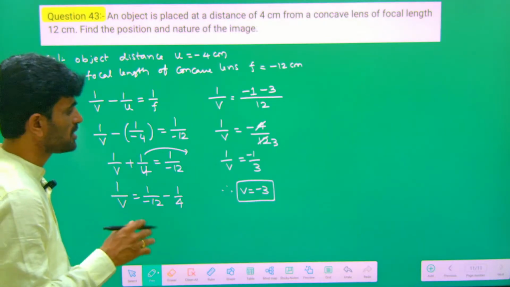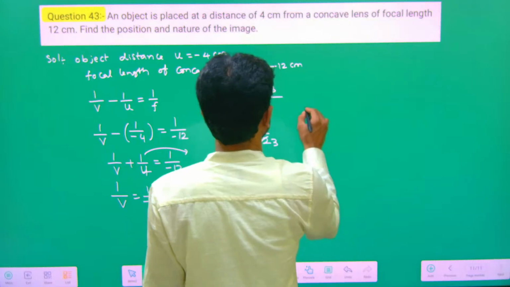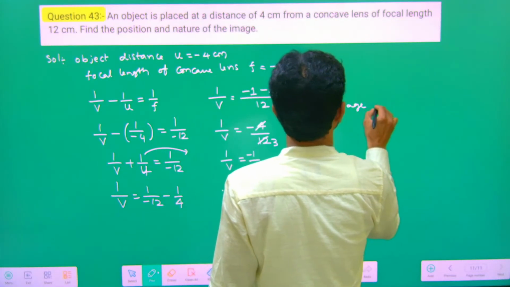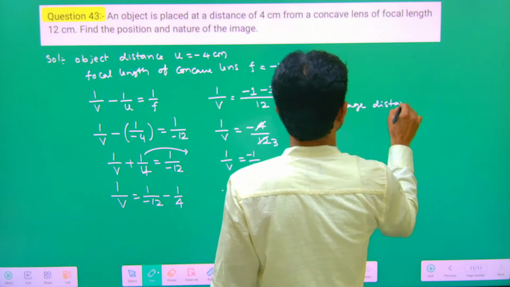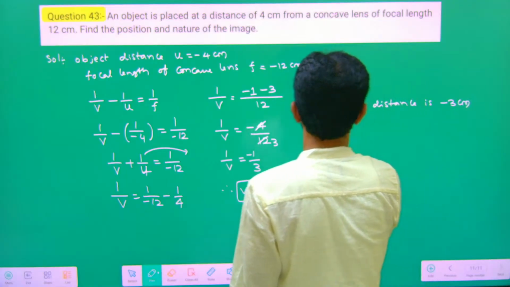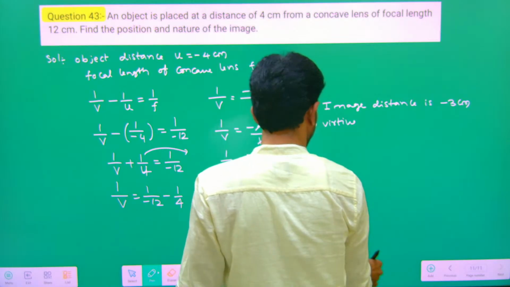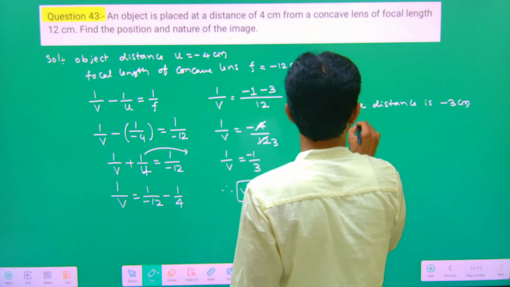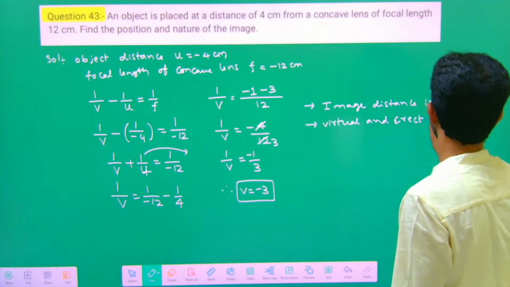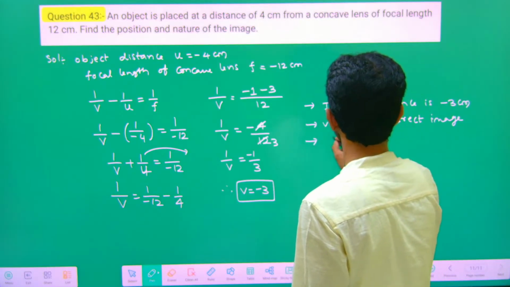So v is minus 3 centimeters. By this again you should understand it is a virtual and direct image, so the image forms on the same side. First one, image distance is minus 3 centimeters, and nature is virtual and direct image. And one more word, it is diminished.